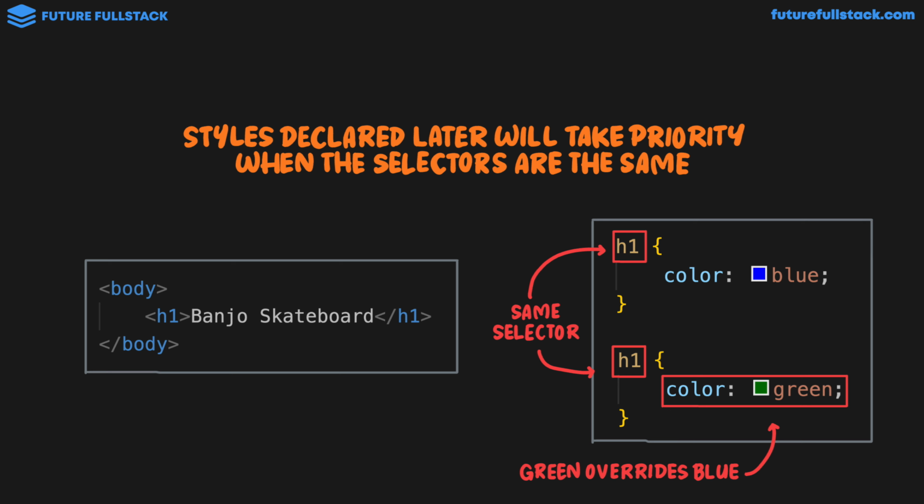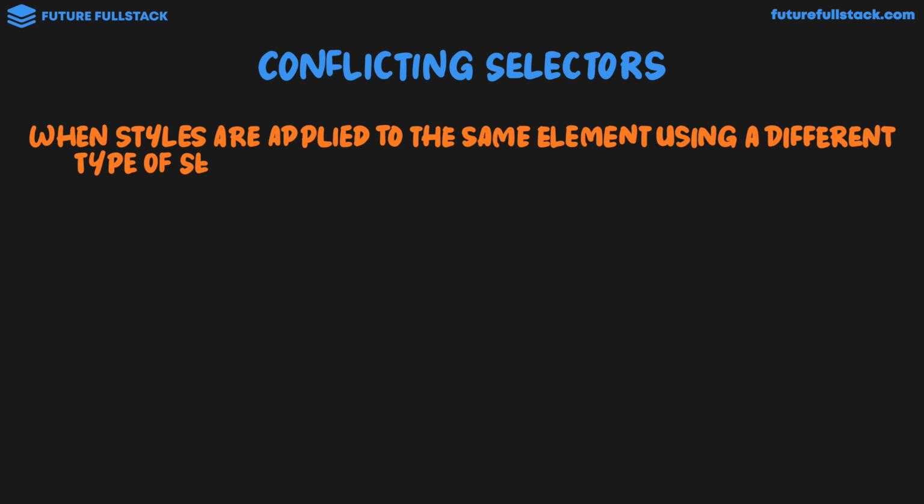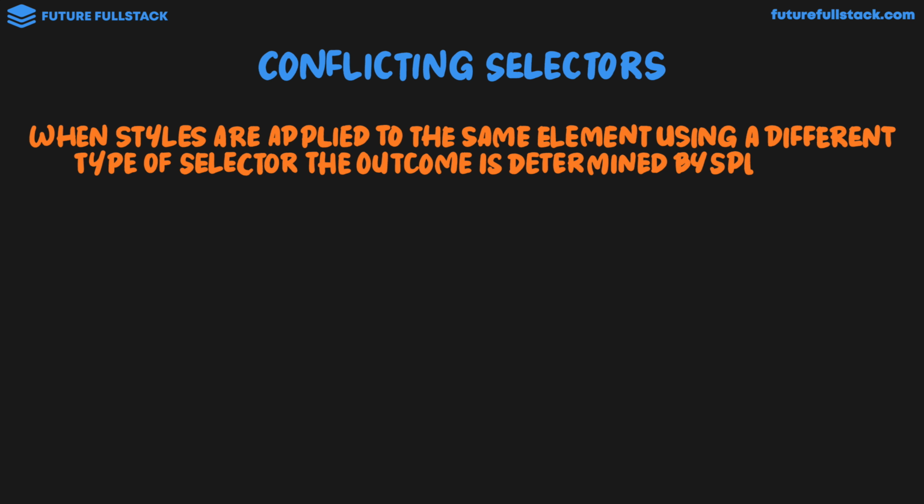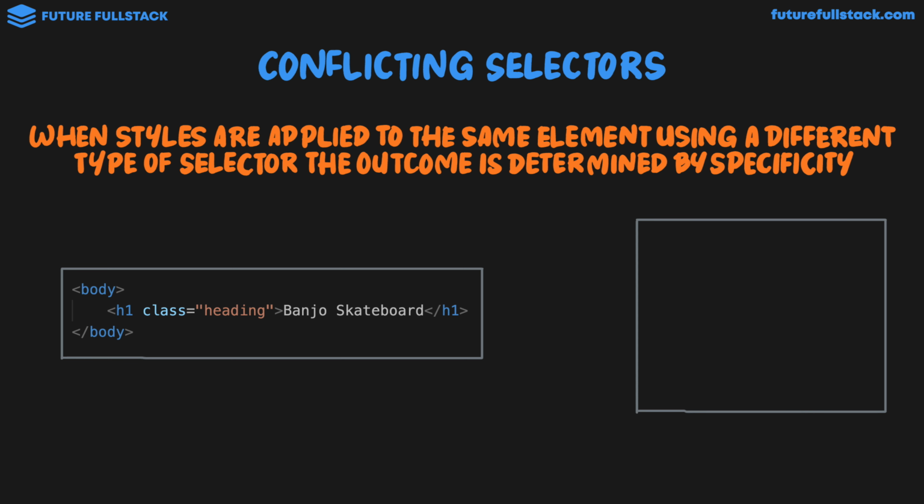Let's now talk about what happens when we have conflicting selectors. When styles are applied to the same element using a different type of selector, the outcome is determined by specificity. So what do we mean by this? Let's say we had the same HTML we saw before, but now we've added a class attribute with the value heading. Now in the CSS, we're going to style this heading in two different ways. The first is using the class heading, where we have the notation period or full stop, followed by heading. And the second is using the type selector H1.